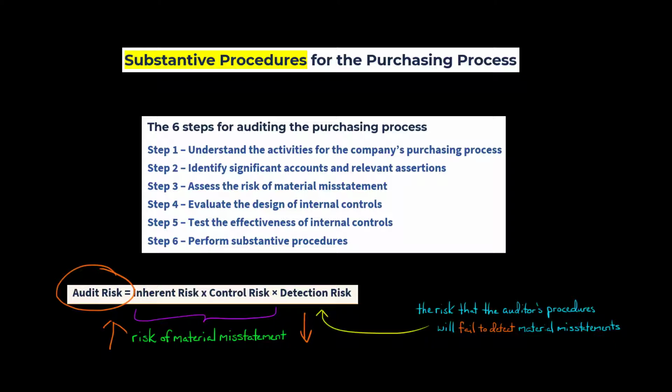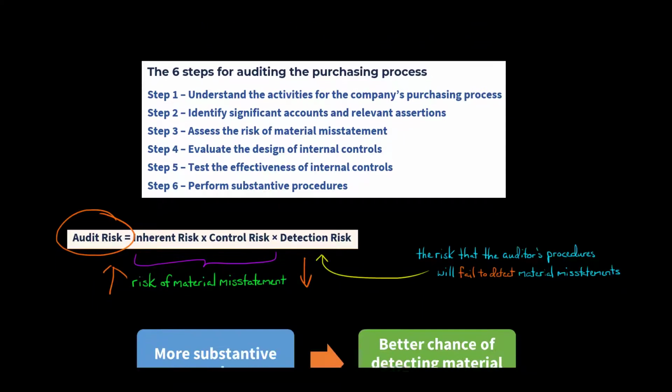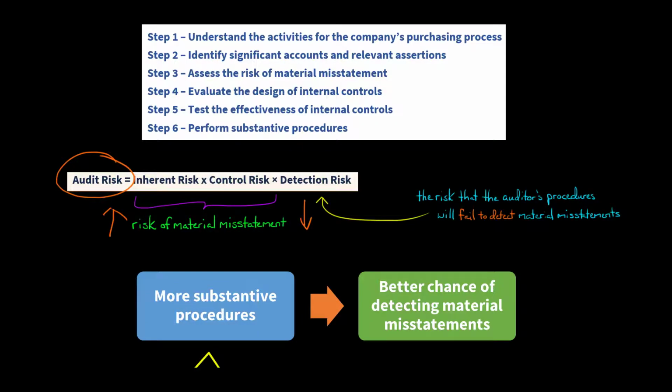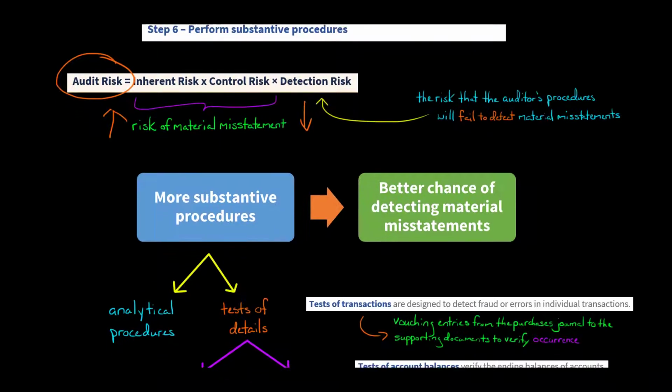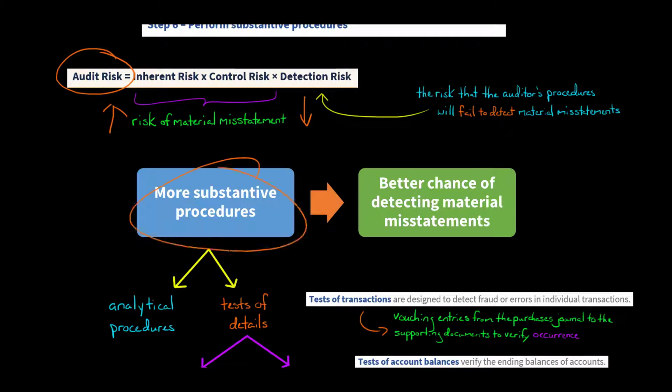And the way that the auditor can decrease detection risk is by increasing the amount of substantive procedures. So if there's a higher risk of material misstatement, the auditor is going to need to do more substantive procedures to compensate for that. More substantive procedures is going to give the auditor a better chance of detecting any material misstatements.